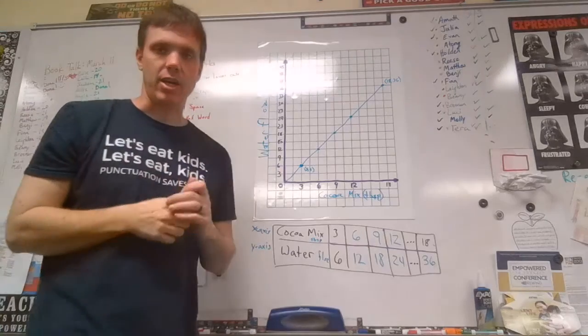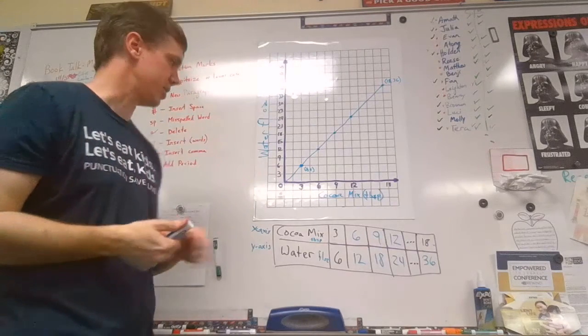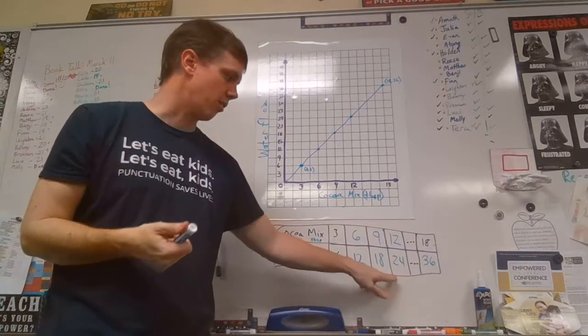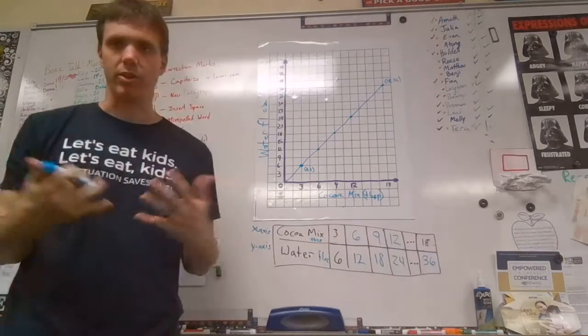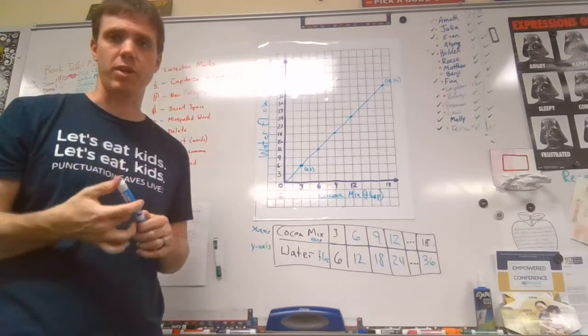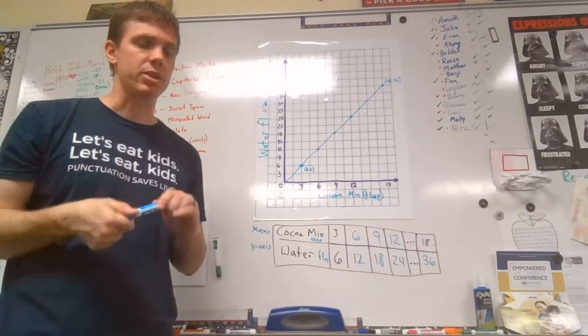So that's the lesson. It's really pretty easy. Basically, you just figure out what the rule is, and then apply the rule to figure out what goes in the chart, and then make your ordered pairs and graph it. So it's pretty straightforward. Hopefully this helps.